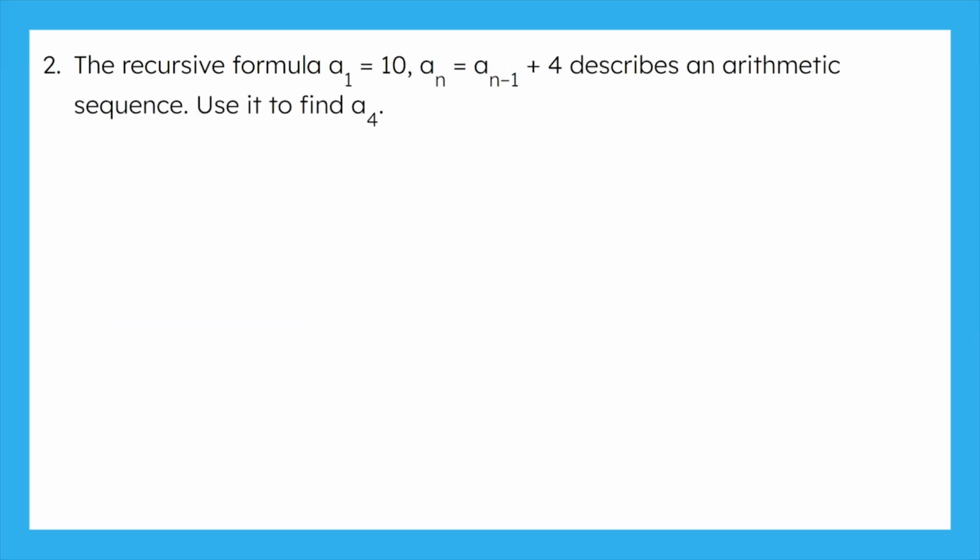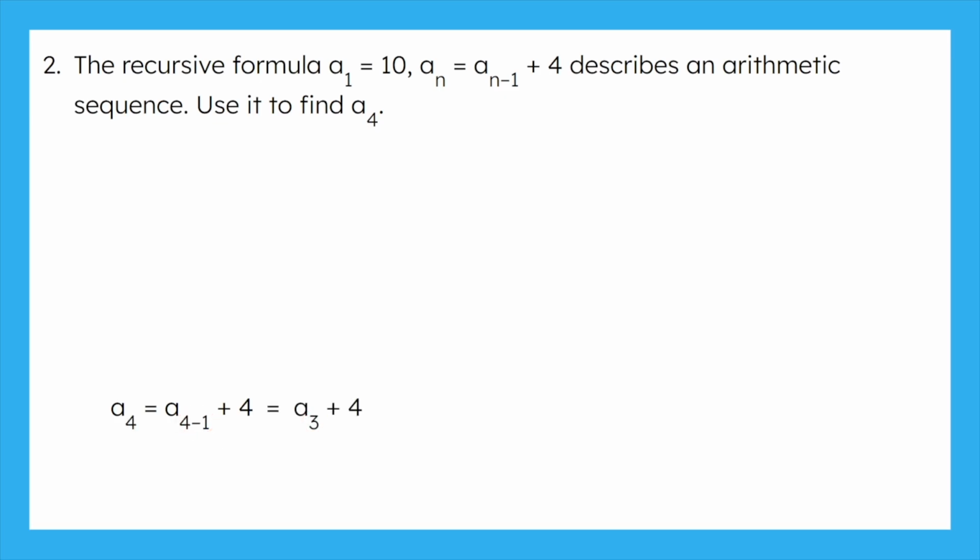If we're given a recursive formula, we can use it to find specific terms. For example, this recursive formula, a sub 1 equals 10, and a sub n equals a sub n minus 1 plus 4, describes an arithmetic sequence. Use it to find a sub 4. To find a sub 4, we'll use that second part of our formula and replace n with 4. We could simplify that 4 minus 1 to get a sub 3.